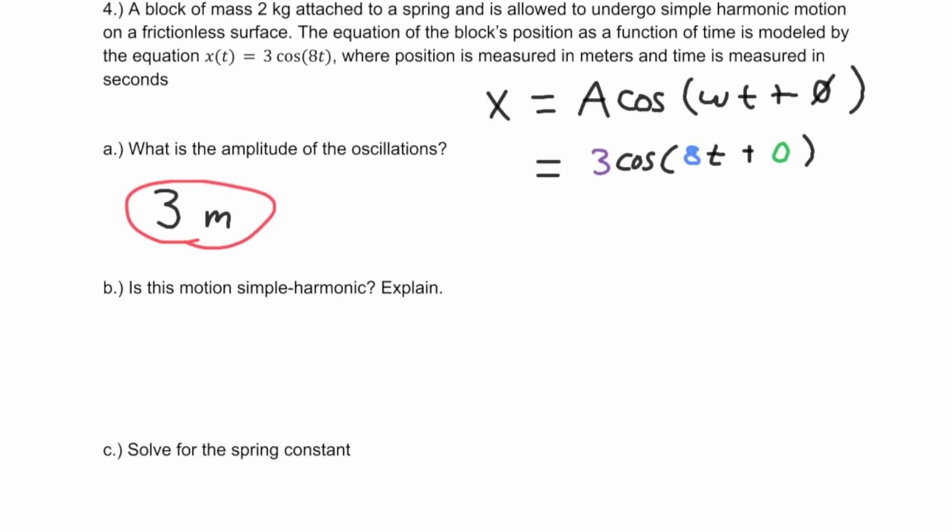Is the motion simple harmonic? Yes. It's because x is equal to some cosine function. So it just follows our parent function formula for being simple harmonic motion.